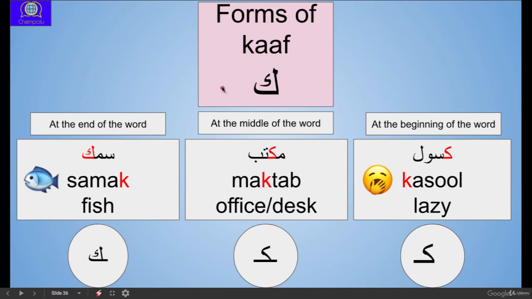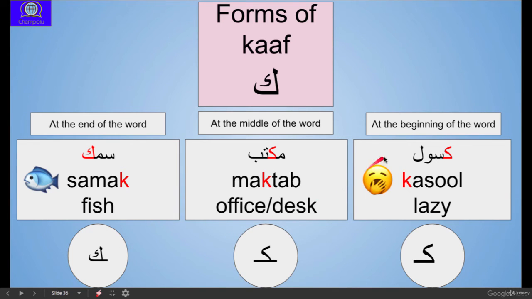Moving on to the letter kaf, which is similar to the sound of K in English. This letter also takes a number of different forms, so this is the form it takes when it is separate, and this is the initial form, this is the medial form, and this is the final form.